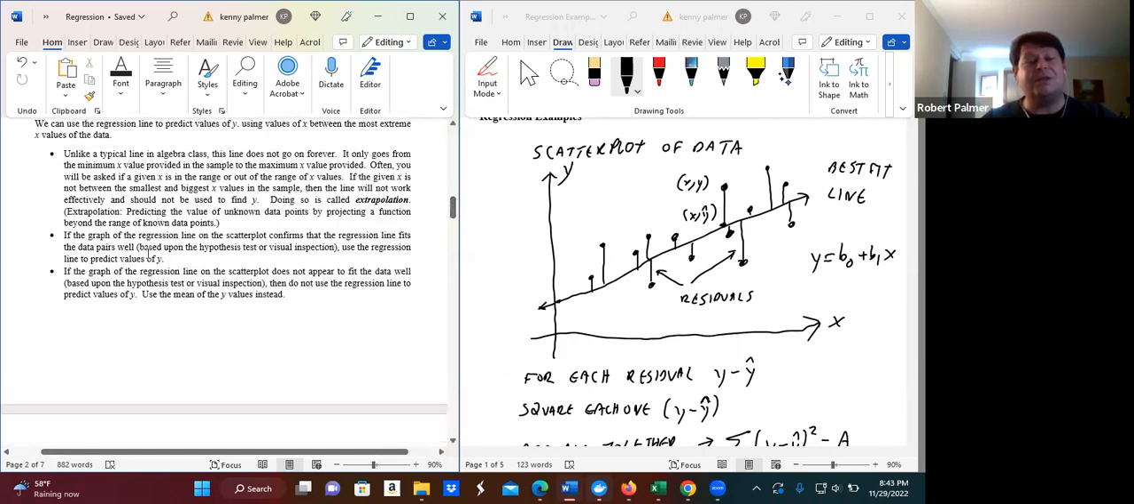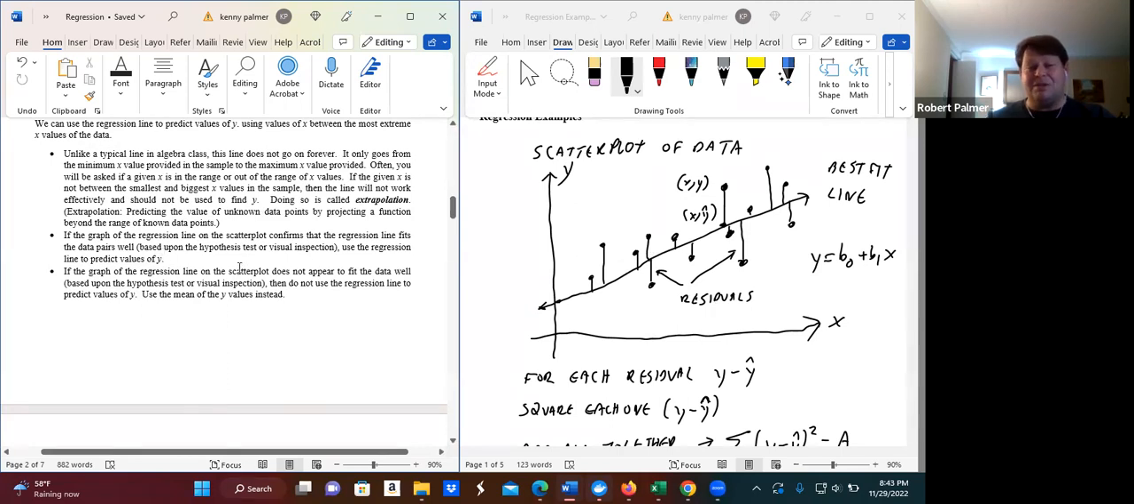Now, these next two points are really important. If the graph of the regression line on the scatter plot confirms that the regression line fits the data well, based on your visual inspection, it looks like the data fits the line pretty well, and also the hypothesis test for a correlation we did in the previous video supports it, use the regression line to predict values of y.